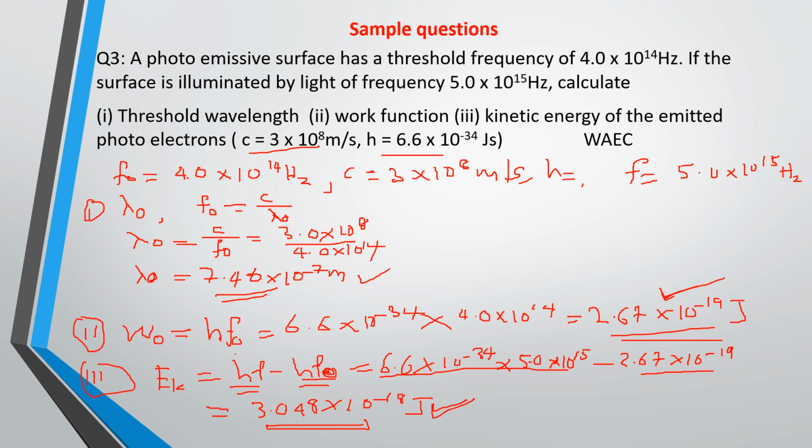I think this question actually summarizes most of the things that we just discussed: the threshold wavelength, work function, and kinetic energy of the emitted electron. This is how to solve problems involving this particular topic. I hope we are following and getting traction, right?